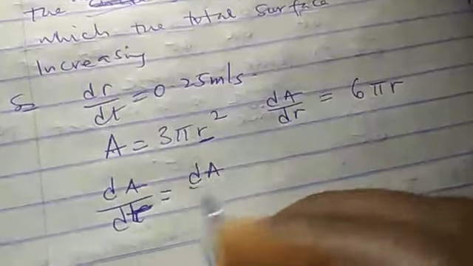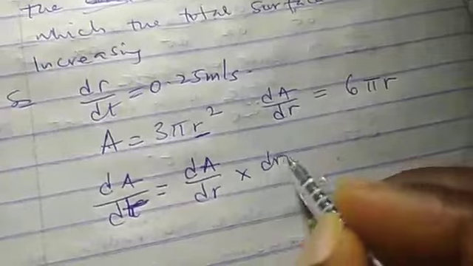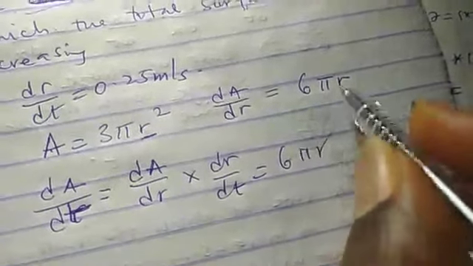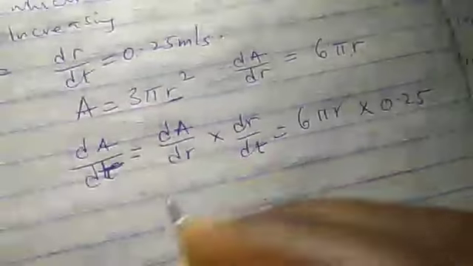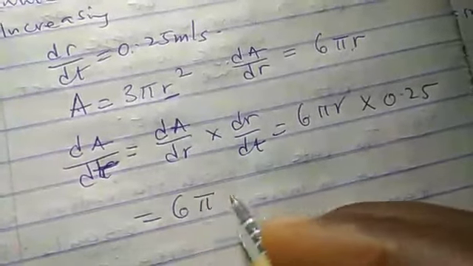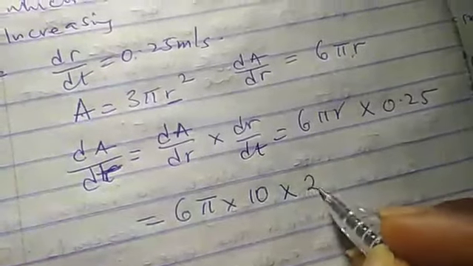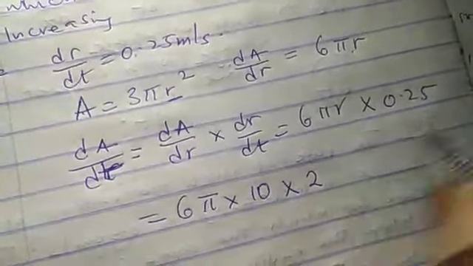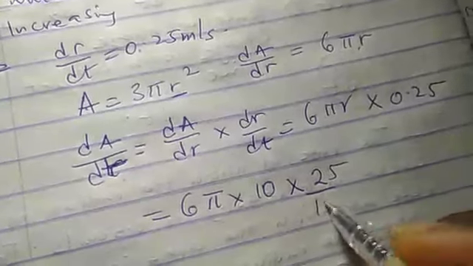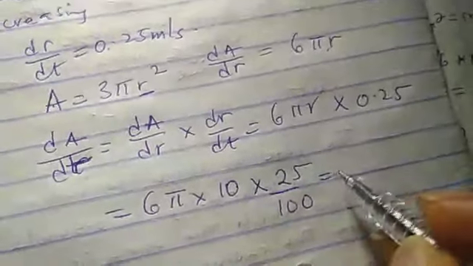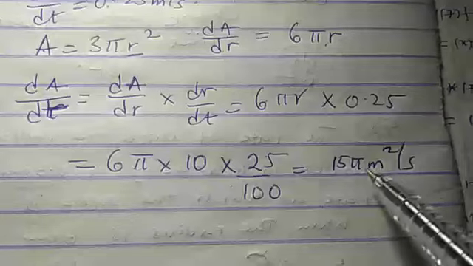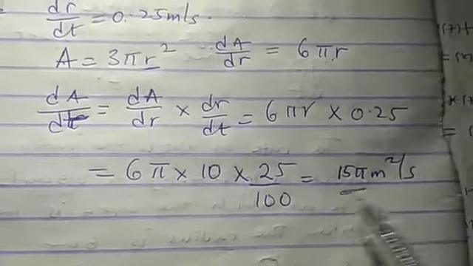And dA/dt will be dA/dr times dr/dt. So our dA/dr is 6πr that we got here, and our dr/dt is 0.25. So this is equal to 6π times our radius, 10, times 0.25. We know that 0.25 is 25 over 100, or 1 over 4, and that will give me 15π meter square per second. So that is about that.